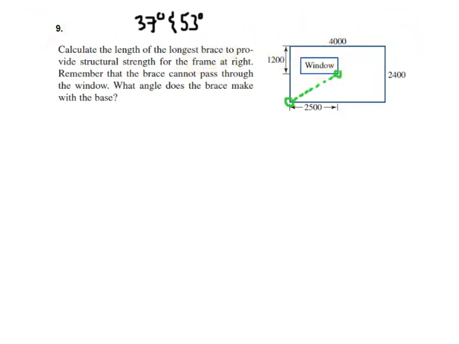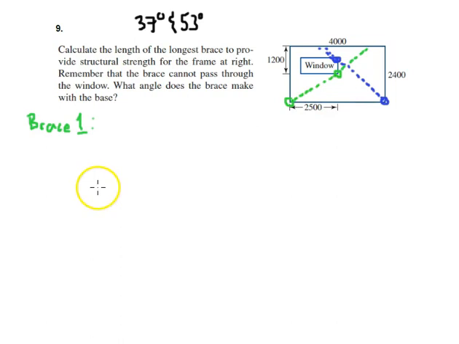The other one we could try is one that starts here, goes here, and then obviously extends all the way up to the ceiling. So we've basically got two possibilities here. What I'm going to do is check the angle on both of them. So brace 1, I'm going to do in green. Brace 1 is the first possibility to give us the longest brace, because we want to calculate the longest brace.